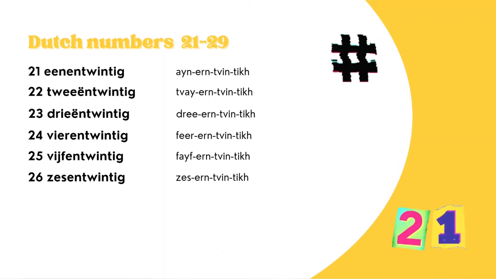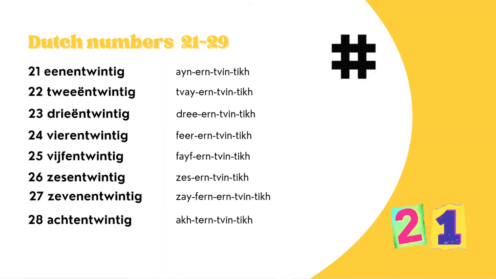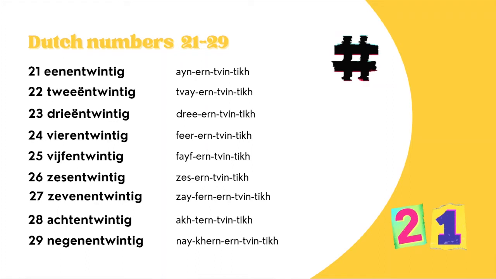Number 27 is seven and twenty. So seven and twenty is 27. Then 28 in Dutch is eight and twenty. Then we have number 29 and that is nine and twenty. Alright, so you see that is the structure basically from 21 to 29, but also towards 99.